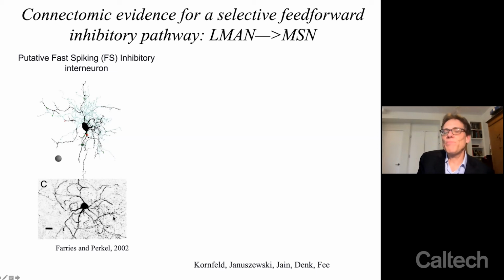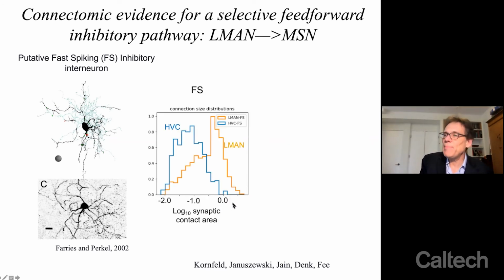And those are easy to find because they have very narrow spike waveforms. Now, what about the source of excitatory inputs onto these putative fast spiking neurons? Well, Jürgen found that the distribution of synaptic contact area onto these fast spikers from LMN axons is actually about an order of magnitude larger than the distribution of synaptic contact areas from HVC axons. And this suggests that LMN is really the predominant input to putative fast spiking neurons in this circuit.